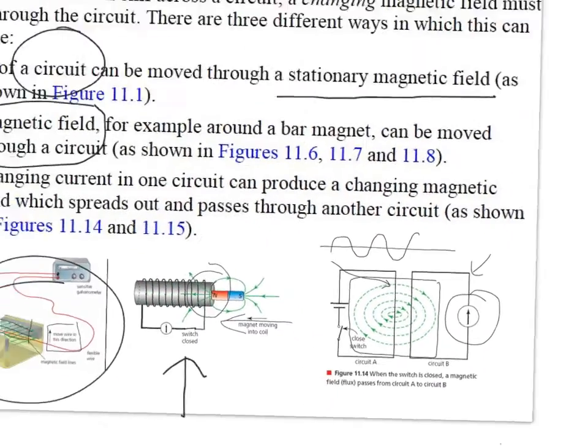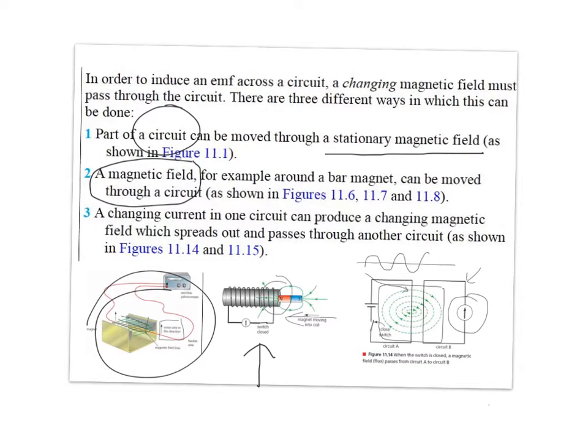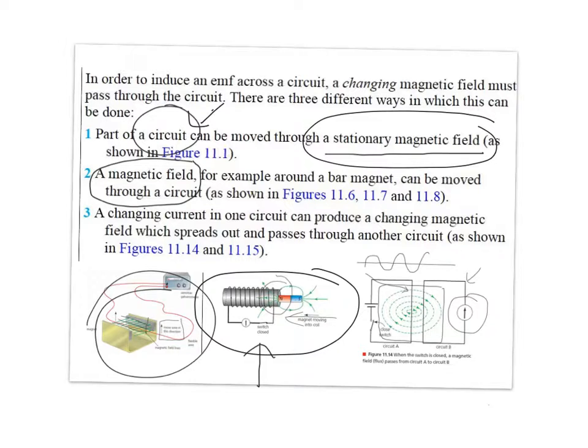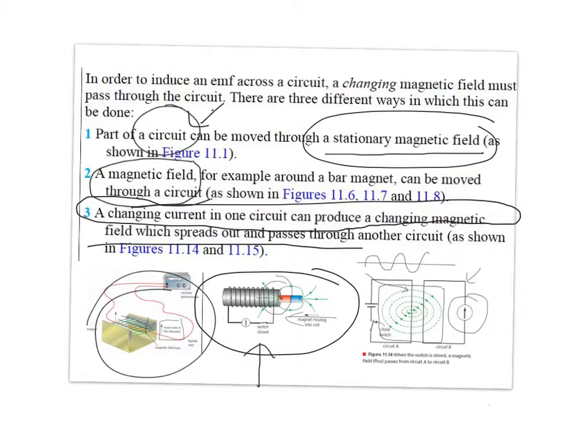Okay, so let's just sum that up. There are three ways. The first way is for a wire, a circuit, to be moved through a stationary magnetic field. Second, the magnetic field is moved into a circuit. Or number three, a changing current in one circuit produces a changing magnetic field which spreads out and passes through another circuit, causing a current to be produced in the second circuit.